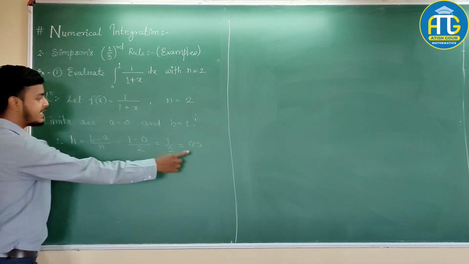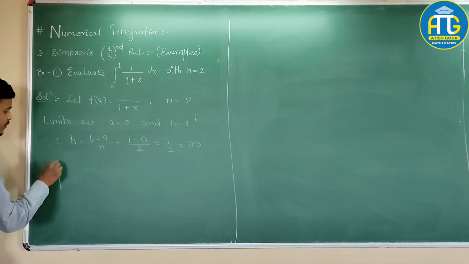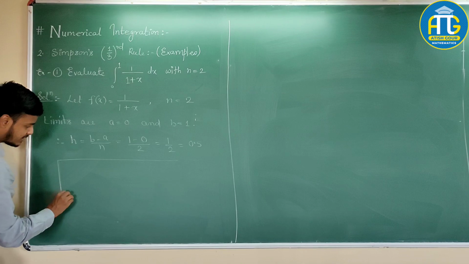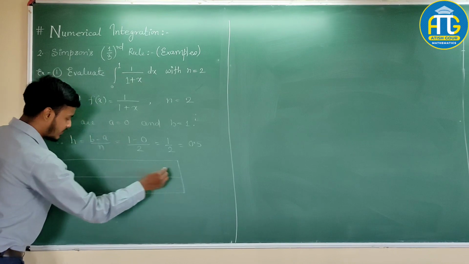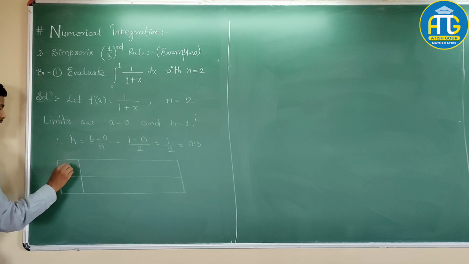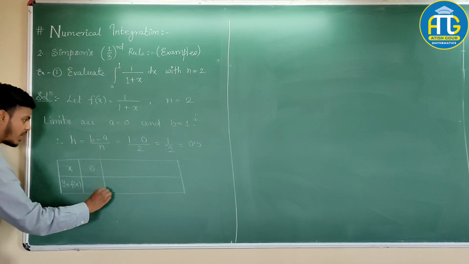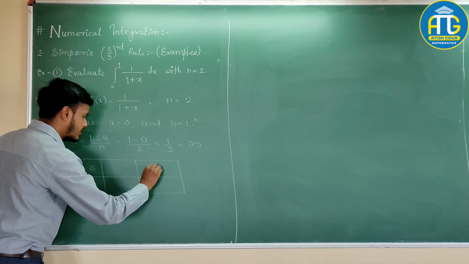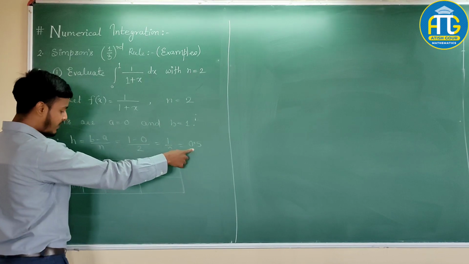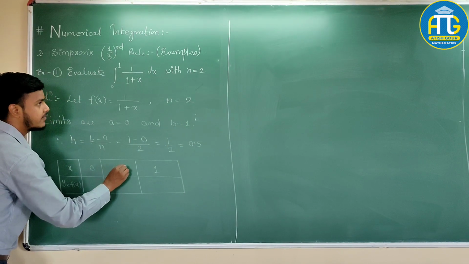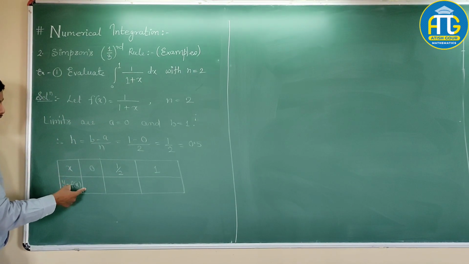After getting the interval of differencing, you just need to draw the table, because we need these values to evaluate the given integral with the help of Simpson's 1/3 rule. So here x, and here y is equal to f of x. We start with 0, end with 1, with a differencing of h equal to 0.5. So 0, then 0.5, you can write 1 by 2, and then 1. Now find the corresponding values.